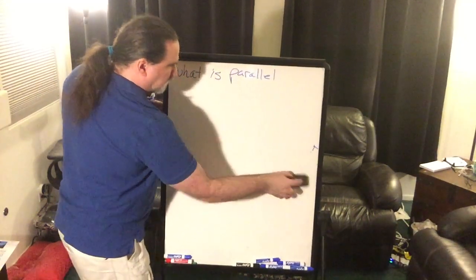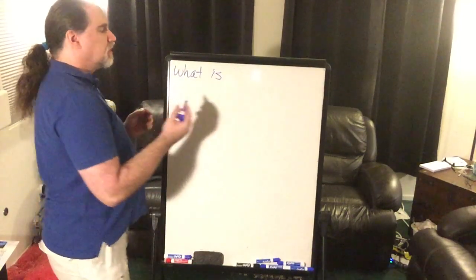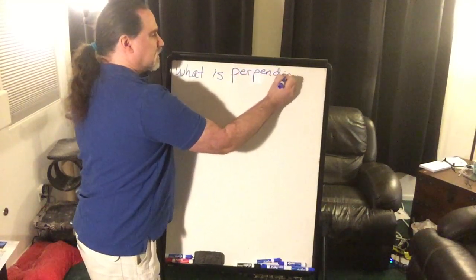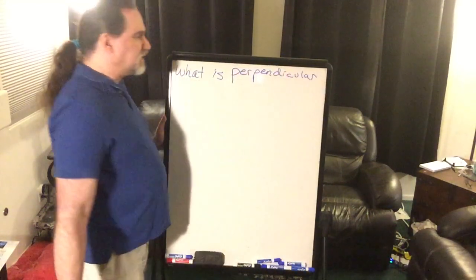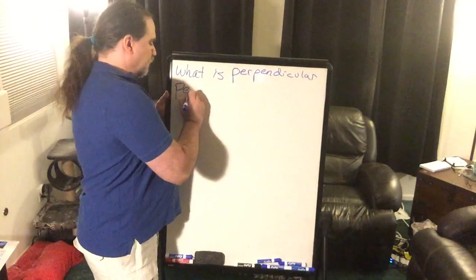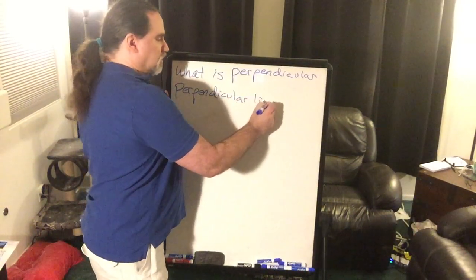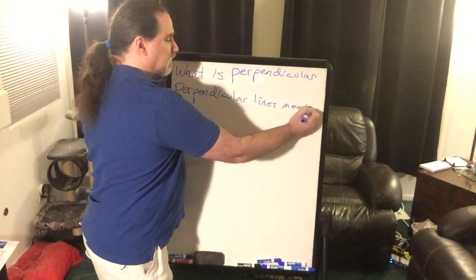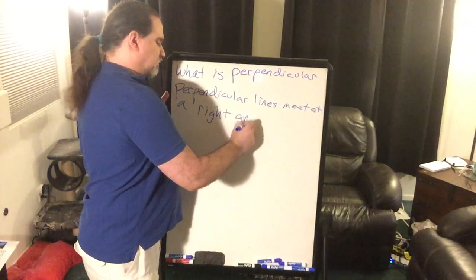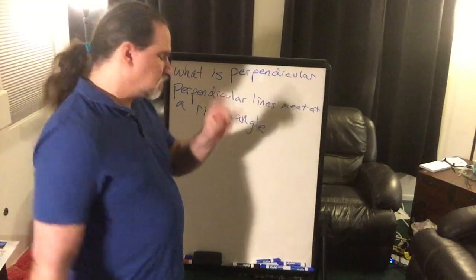The other kind of special thing that we look at is something called perpendicular. What does perpendicular mean? Perpendicular lines meet at a right angle. And if you remember, how do we indicate a right angle?